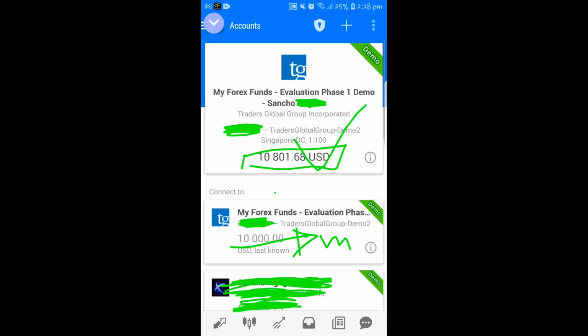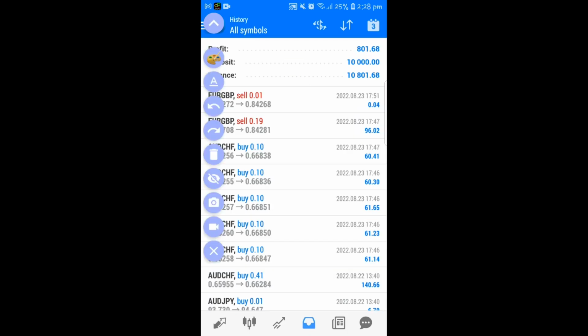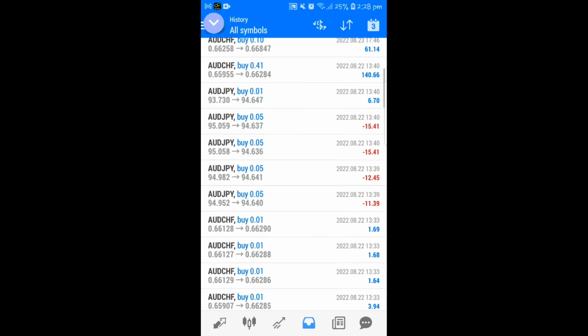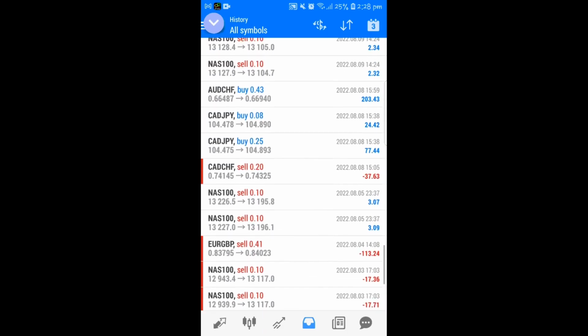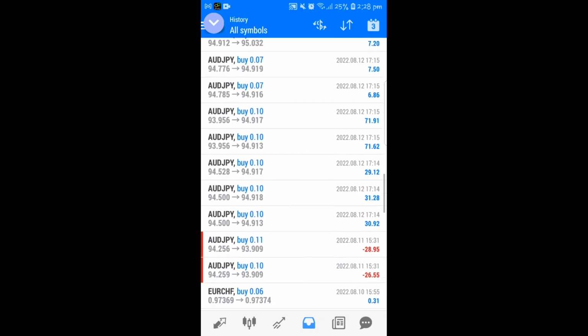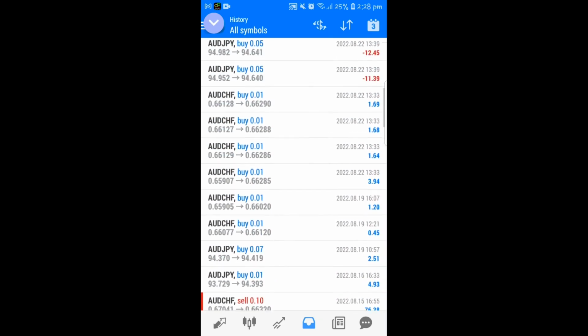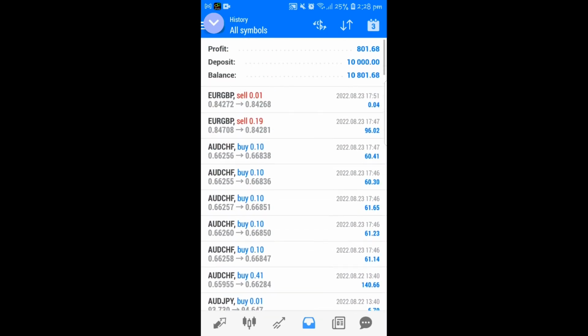I believe I'm going to pass phase 2 because I only need to get 5%. You can see it's been quite a journey with profits and losses, which is part of the trade. Losses, then some profits, then losses and then profits and profits. There are some small losses and then you recover.